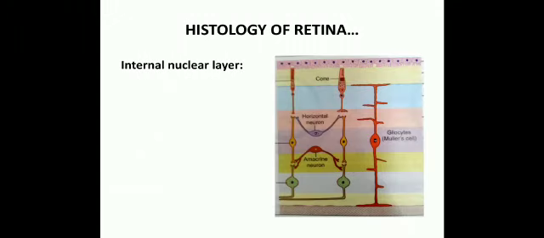Then the internal nuclear layer contains the cell bodies and nuclei of three types of neurons. One is the bipolar cells. It gives off dendrites that enter the external plexiform layer to synapse with the axons of rods and cone cells. The axons enter the internal plexiform layer, where they synapse with the dendrites of ganglion cells.